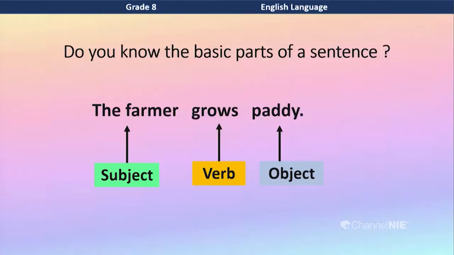And what is done by the farmer is explained with the, what is that, Miss Chamari? That is the verb. So the verb gives the action of the subject. And what is grown by the farmer? That is paddy. So the action is explained in the object, right? So these are the 3 basic parts of a sentence, children. Subject, verb, and object, right?